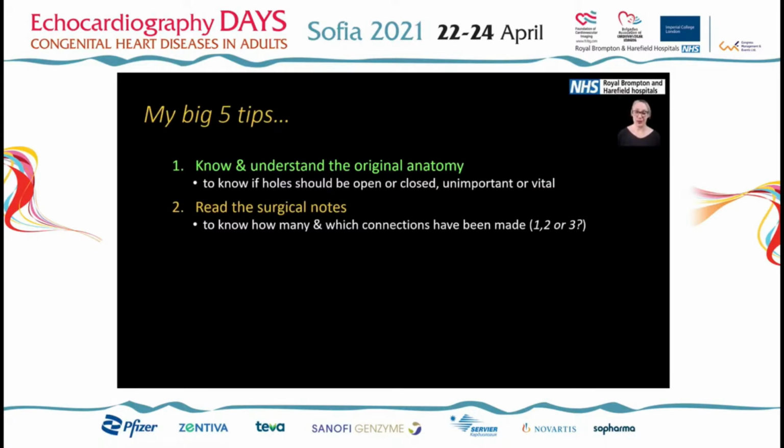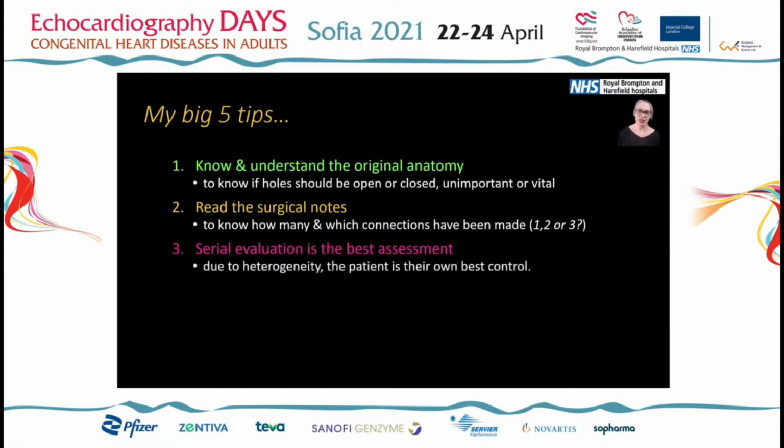I've shown you the AP Fontan, the lateral connection. There might be a Glenn connection. Sometimes there's a third connection. It depends on the anatomy and the surgeon. Serial evaluation is the best assessment. There is really no normal value for these patients. So it's the serial assessment and degree and change that makes these patients their own best control.